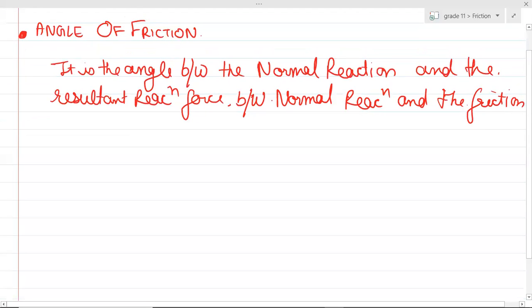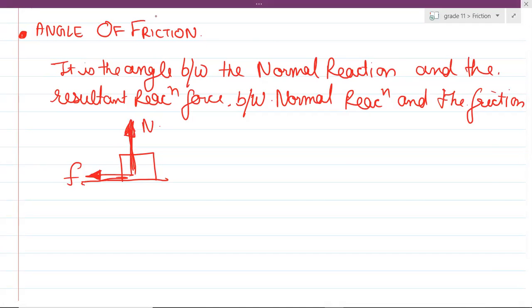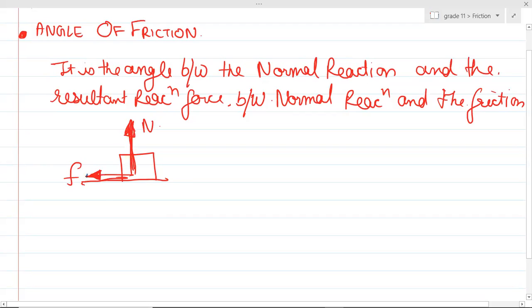So basically, suppose there is a block placed on the ground, and you are applying some external force due to which certain friction is being developed. So let's say this is F and this is the normal reaction. If I want, I can give the resultant of these two forces. When I give the resultant, will it look like this? Yes or no? Will this be the resultant of normal reaction and friction? Yes or no, guys?